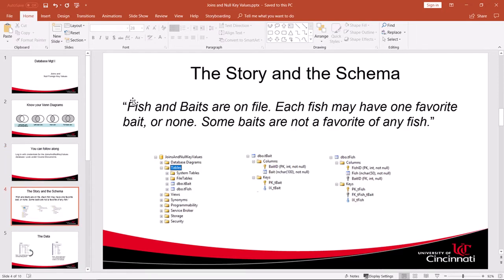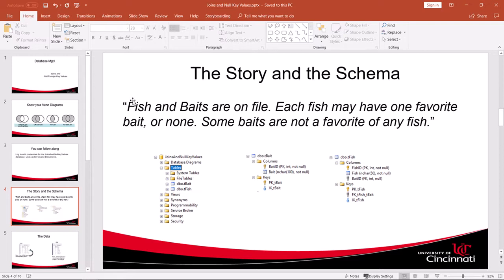This is our basis. We have a story, which is an English language description of what our schema is modeling. The story says that we have fish and we have baits. We keep those on file. Each fish that's on file may have a favorite bait or may have no favorite bait. That is one or none. Some baits that are on file are not preferred by any fish.